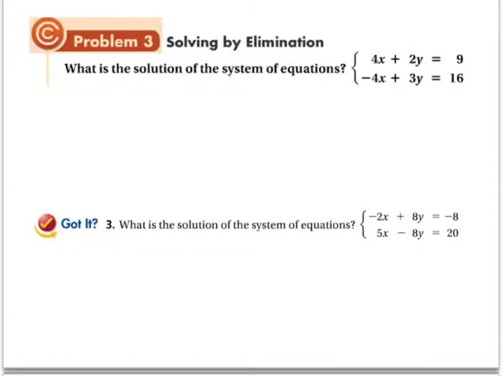Looking at my x's and then looking at my y's, I see that x has opposites. 4x and negative 4x are opposites. When you're doing elimination, you want opposites. What we're going to do is add these two equations together.